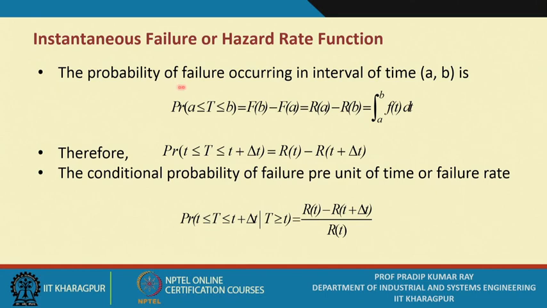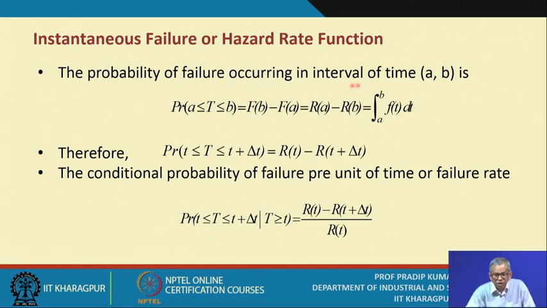So the probability of failure occurring in an interval of time, say between A and B, say between 0 to 100 hours. So A is 0, B is 100. How do you define it? That means the probability that the time to failure will be between A and B. This is the way you represent it.